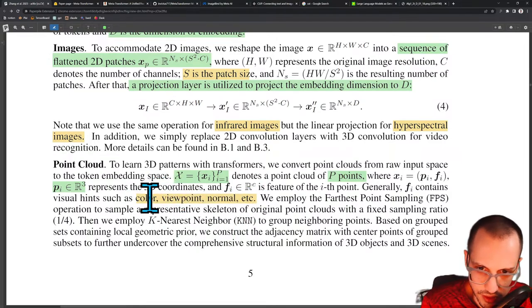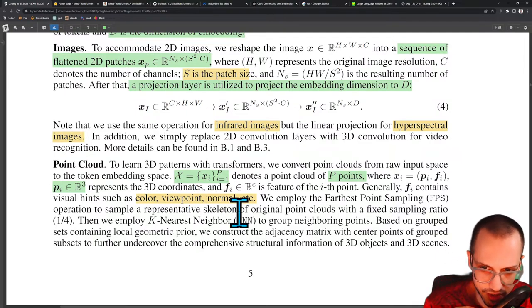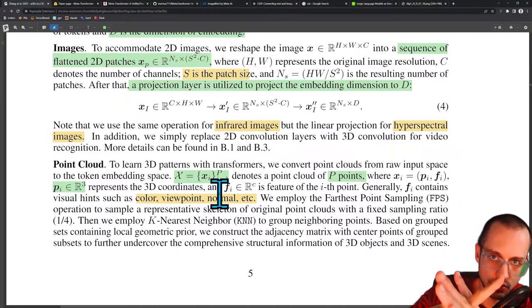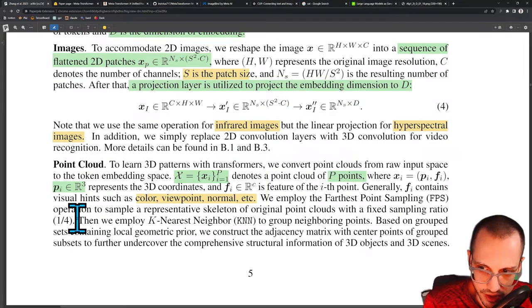Color is just going to be another three numbers. Viewpoint is more like a NeRF, where you have the angle of where you're looking from. And then the normal is basically just the line that's orthogonal to the surface of the object. "We employ farthest point sampling to sample a representative skeleton of the original point clouds with a fixed sampling ratio of 1:4." So they basically downsample the point cloud by 1/4 and then use K nearest neighbors to group neighboring points. So they downsample it even further.